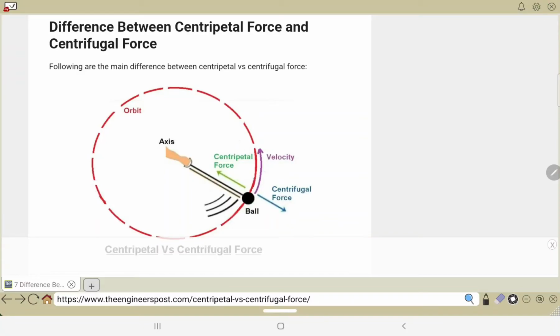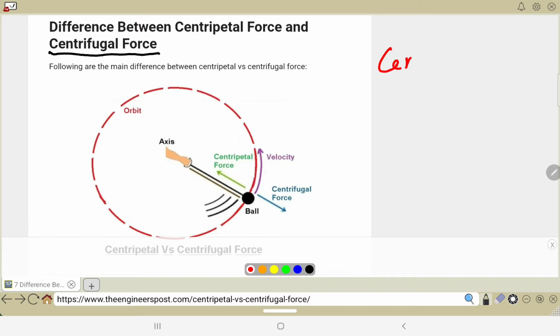In today's lecture, we will learn the difference between centripetal force and centrifugal force. These are the two important forces when there is a rotation of any kind of body. Among these two forces, one of the important forces, centrifugal force, is what we have to consider in case of belt drives, in case of rotation of the belt drives.